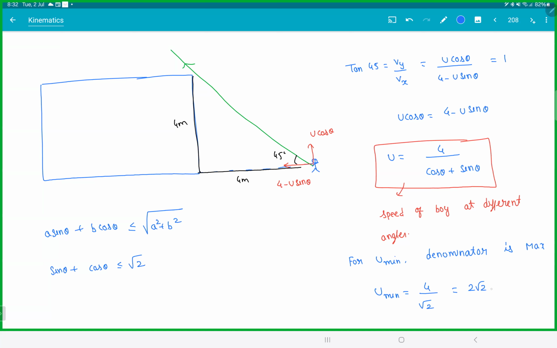The answer is 2 root 2 meters per second. And this angle is 45 degrees. So the boy is going with a speed of 2 root 2 meters per second at an angle of 45. That is the safest and the minimum speed option.